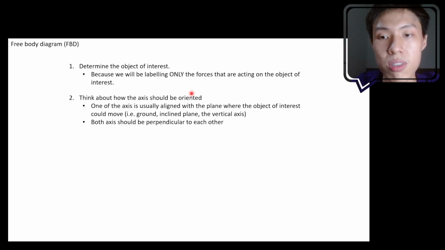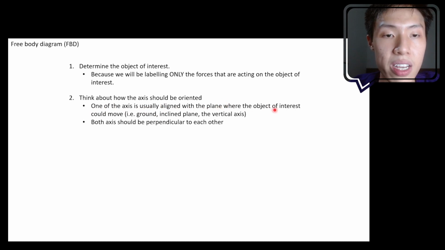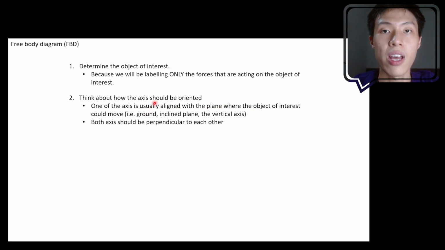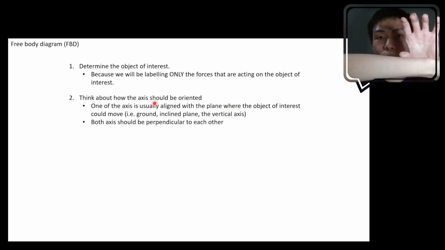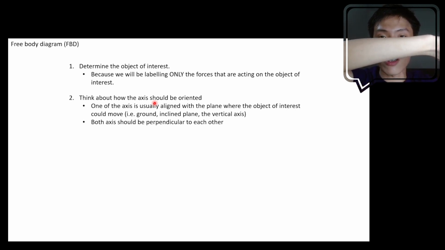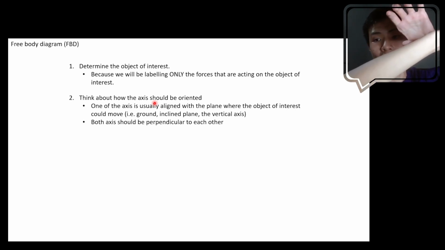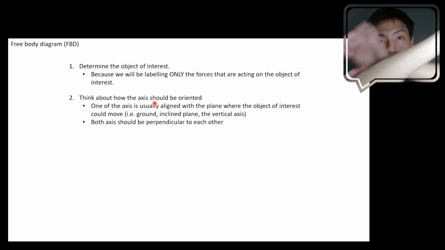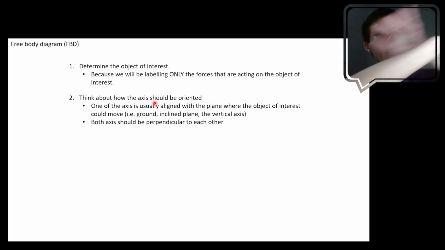So a good tip that you can keep in mind is that one of the axes should be aligned with the plane where the object of interest could move. Let's say the object is on the ground, then the plane where the object could move should be this plane. So you should probably keep your x-axis on this plane over here. But what if you have a situation of an inclined plane, and your block is resting on the plane, then the plane where the object could move should be this inclined plane, right? So you should have one of the axes over here, and that is where we usually put our x-axis.